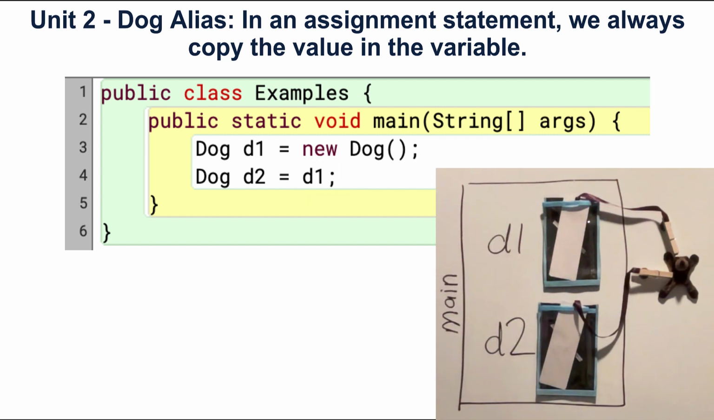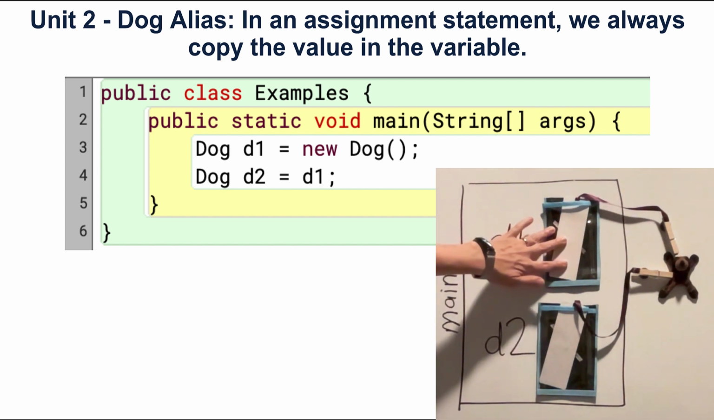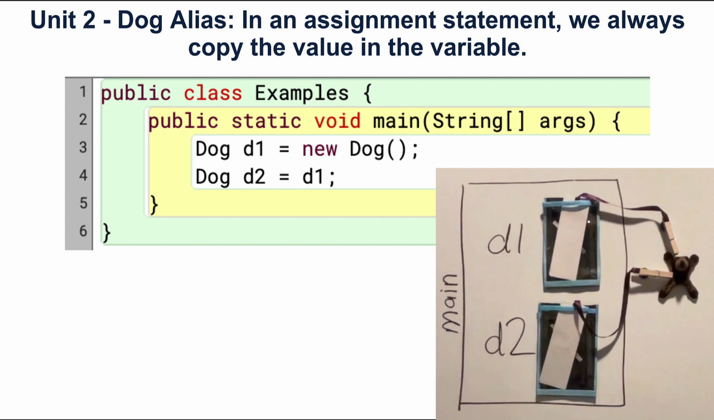The big idea here is that in an assignment statement, we always copy the value of the variable. That's also how int variables worked. Now here we have two names we can use to refer to our Dog object. We can use D1 or D2. That probably seems a little silly, but we often have multiple names to refer to people. For example, my mom's name is Anne, but I call her Mom.